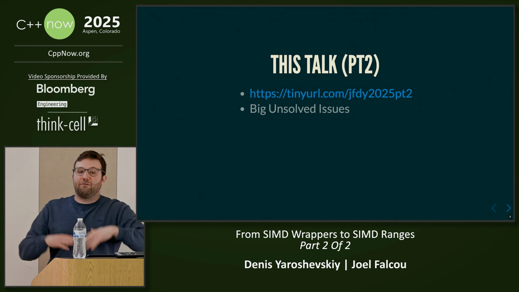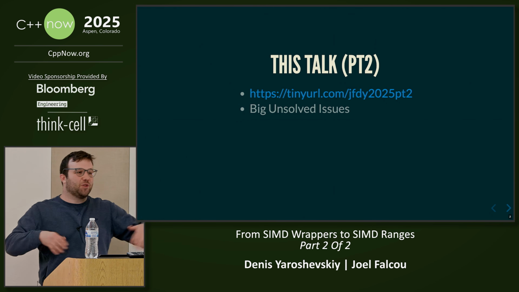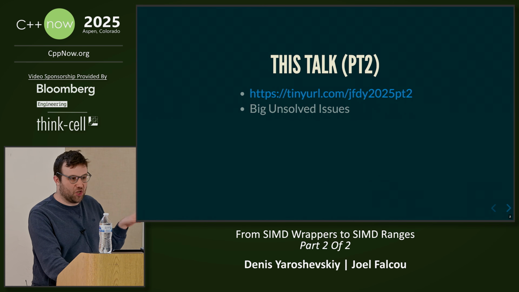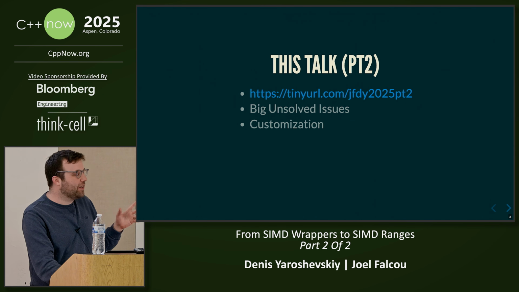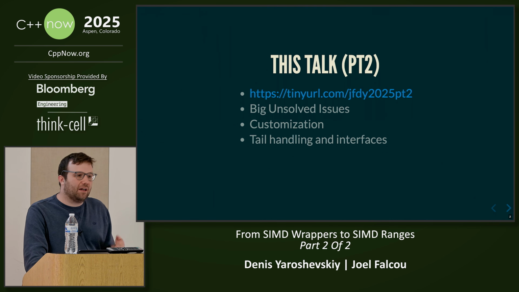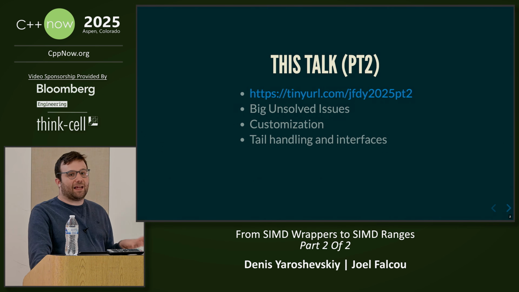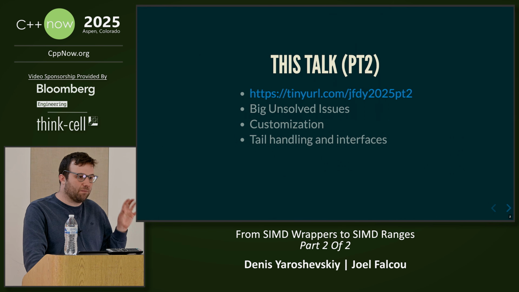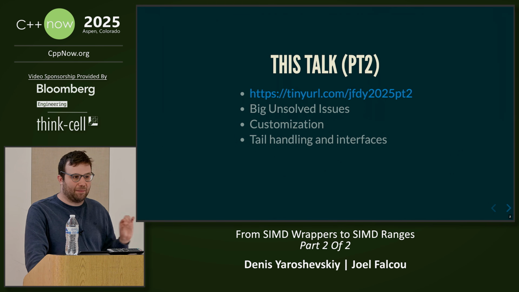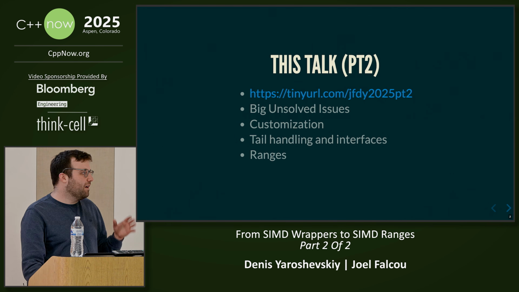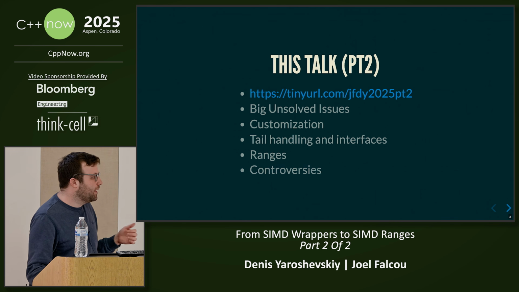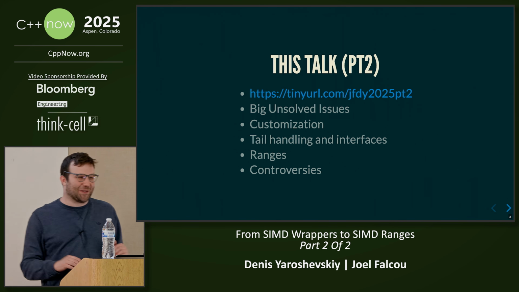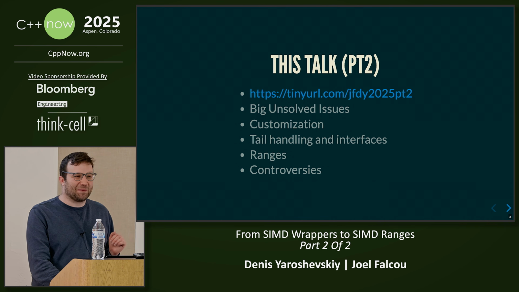What are we going to talk about? Unfortunately, this is just a kitchen sink of a talk. I need to explain a bunch of things. So we're going to start with some big unsolved issues. We're going to talk about customization. Then we're going to talk about tail handling, and tail handling is a fairly big topic. I believe that's one of the most important subjects in SIMD library design. Then we're going to talk about ranges. And finally, when everybody's completely tired, I'm going to address all the controversies so nobody can defend themselves.